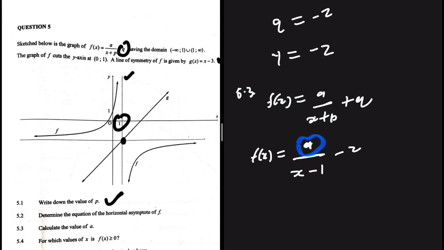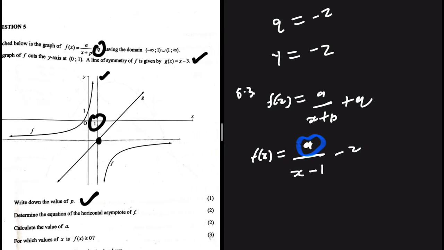Okay, I was just checking if I'm substituting them in the correct way. So this is f of x as we have it. We need to substitute a point into f of x so that we can find the value of a. That's what I'm thinking. There might be another approach, but that's what I'm thinking. So let's see if we have a point here.